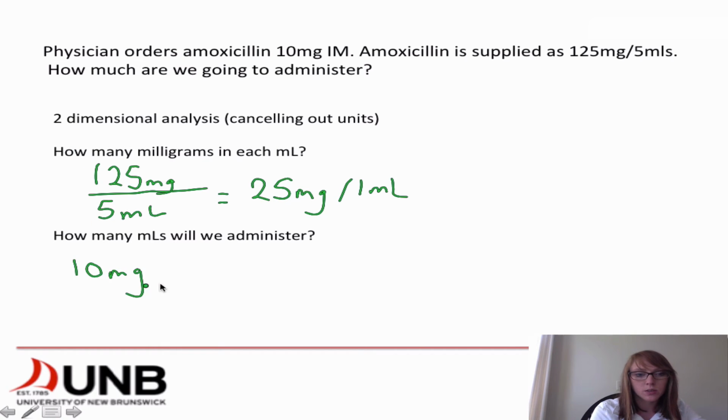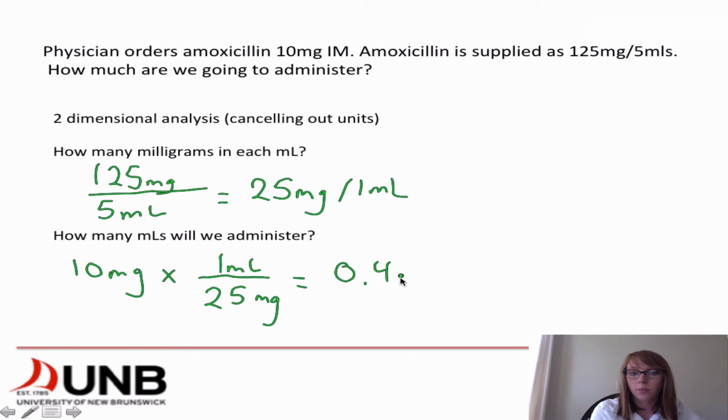Let's cancel out these units. We're looking for the mils that we're going to give. So we are going to cancel out our milligrams for 1 mil. And our answer is going to be the same as it was before. It's going to be 0.4 mils. This is how much we're going to give our patient, 10 milligrams of amoxicillin IM.